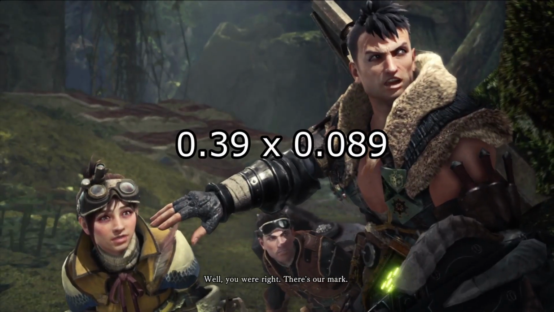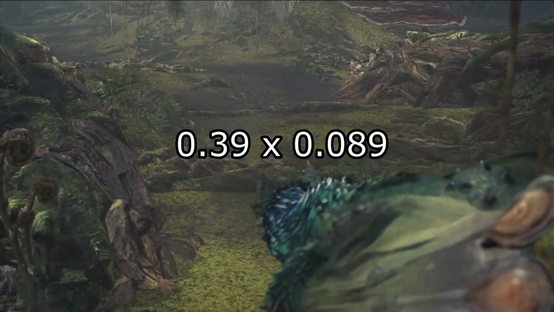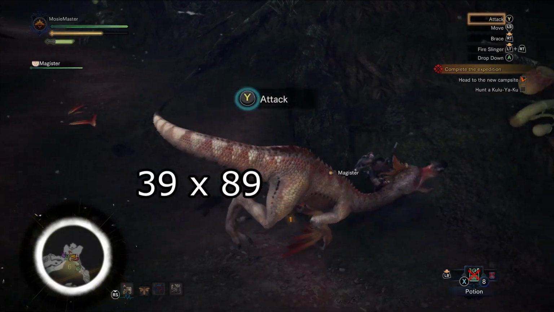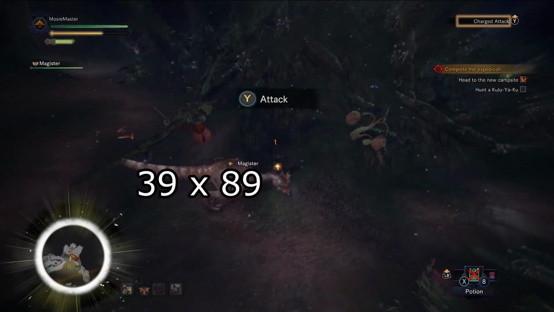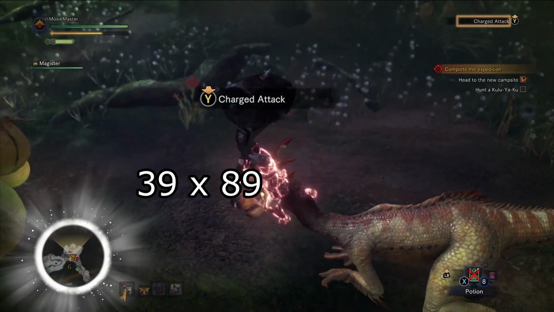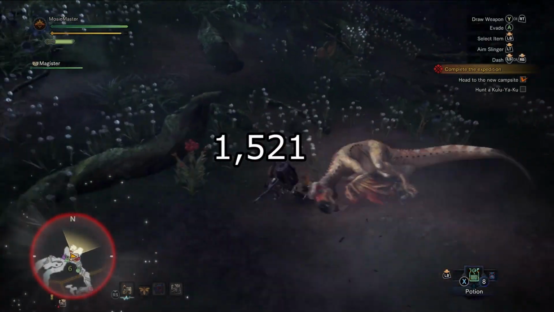Let's multiply 0.39 and 0.089. As a simplification, let's just multiply 39 and 89, since we're a little familiar with the process already. When we multiply 39 and 89 together, we get 1,521.